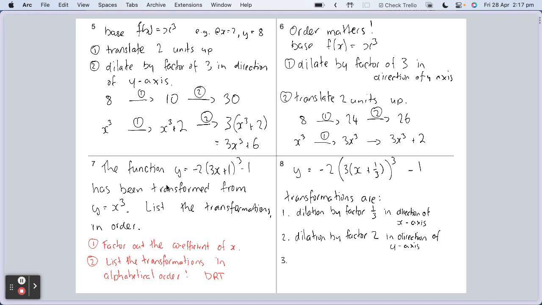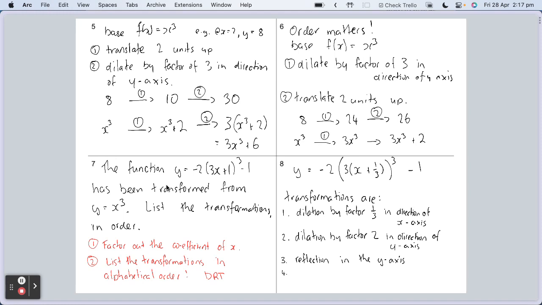So is there a reflection about the x-axis? Is there a reflection that affects the x? In other words, is there a negative next to the x? No. So there's no reflection about the y-axis. Is there a negative that affects the whole function, cube? Yes, there is. So there is a reflection in the y-axis. Okay, that's R done. D, R, and then the next two are translations.